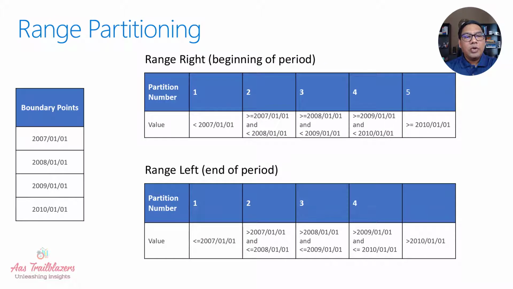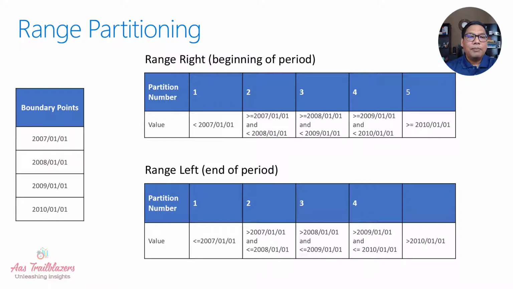In order to create a partitioned table, we need to define the range partition for that table. We do that by defining the boundary points for the range of values that we are going to have. There are 2 ways to do that: the very first one is range right, and the second one is range left. With range right, the boundary value falls to the right side of the partition.